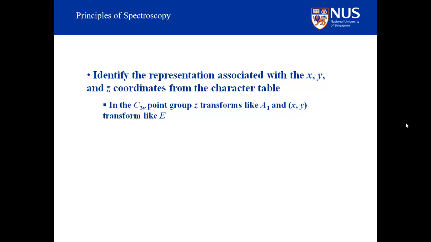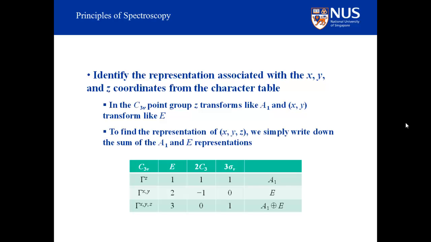In the C3 point group, z transforms like A1, and x and y transform like the degenerate irreducible representation E. To find the representation of x, y and z, we simply write down the sum of the A1 and E representations. For the identity, the character is 1 plus 2 is equal to 3. For the C3 class, the character is 1 plus minus 1 is equal to 0. And for the sigma V class, the character is 1 plus 0 is equal to 1.